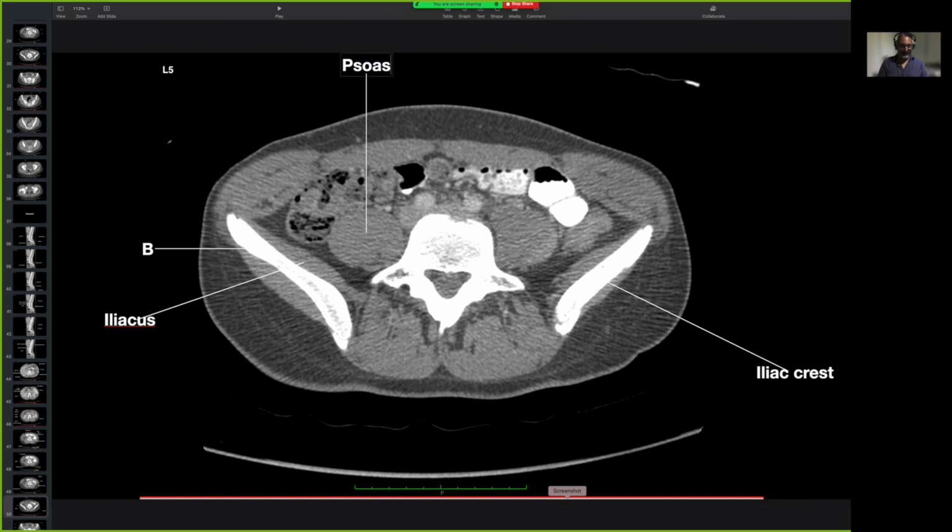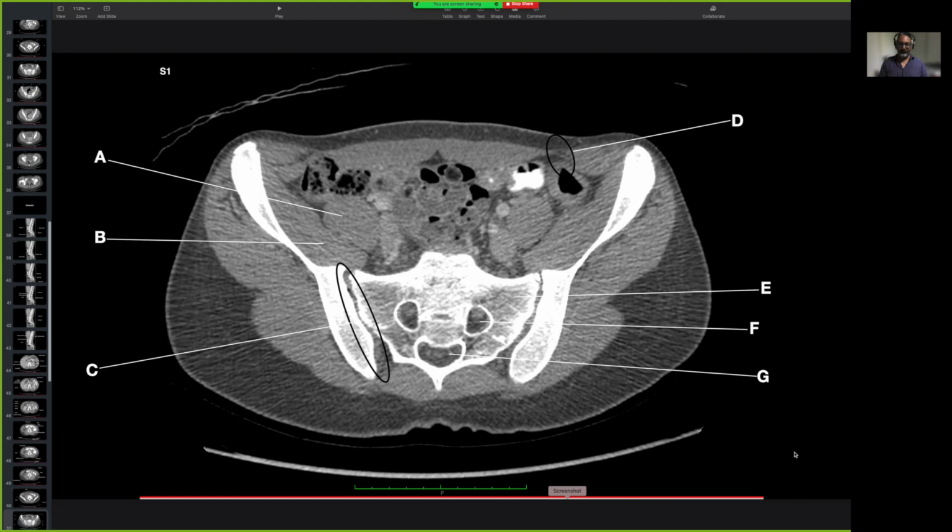Correct. That's psoas major. It becomes pretty thick here, and then it will attach with the iliacus. So now we're at L5. Now we're going down to S1. Correct. Yep.